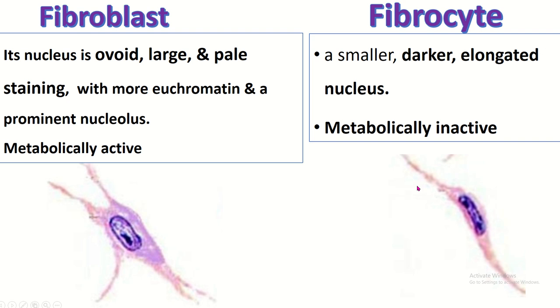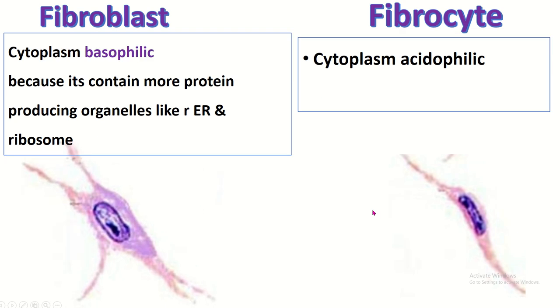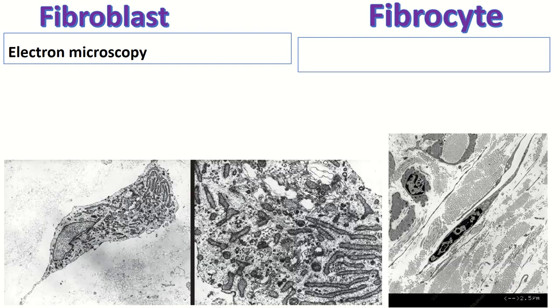The nucleus of the fibrocyte is flattened, smaller and darkly stained because of the presence of heterochromatin, which contains inactive DNA, so it is metabolically inactive. Cytoplasm of the fibroblast is basophilic due to the presence of more protein secreting organelles, protein producing organelles like endoplasmic reticulum, ribosome and Golgi complex. And cytoplasm of the fibrocyte is acidophilic.